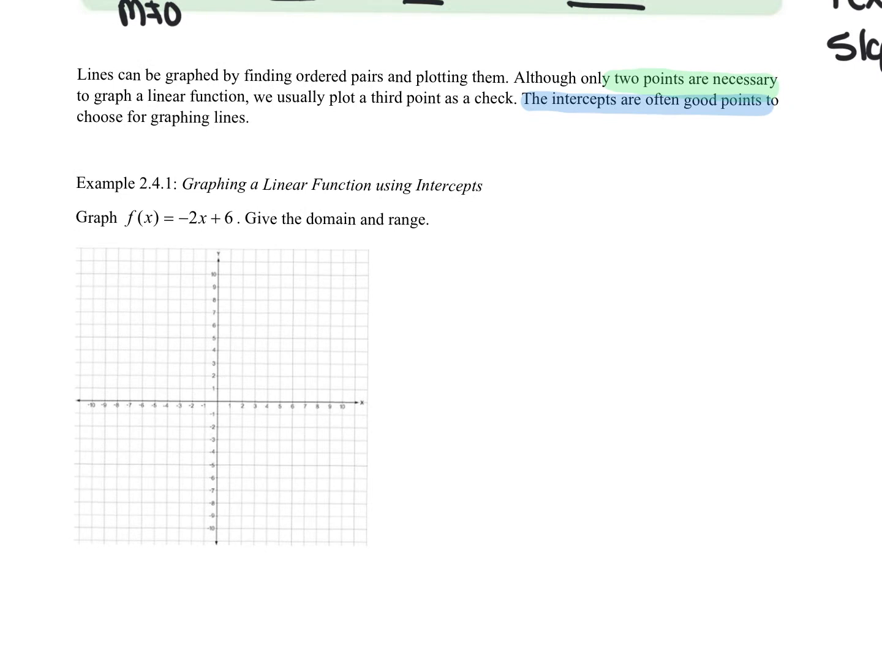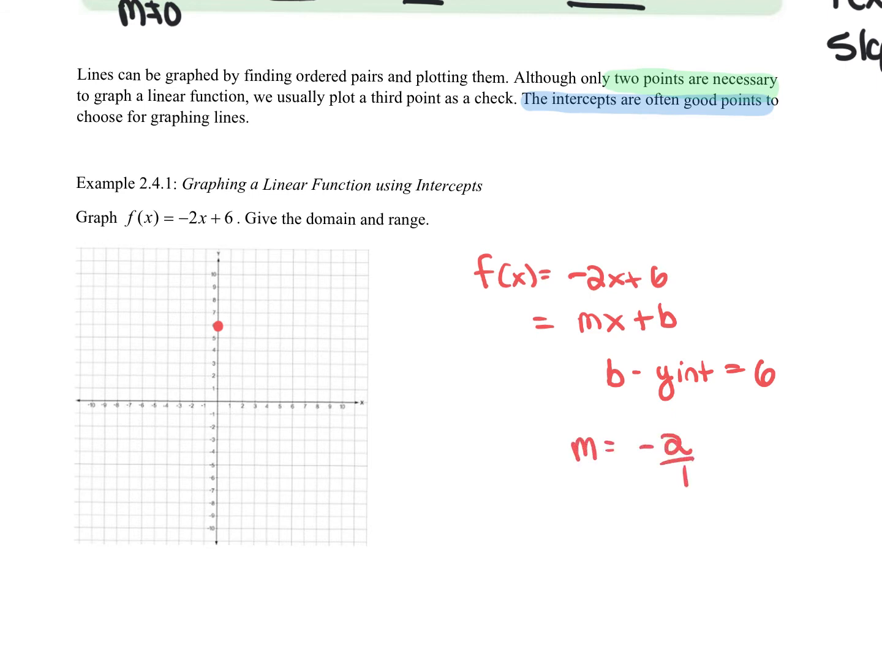So we'll start by graphing f of x equals negative 2x plus 6. This is the same thing as saying mx plus b. So my b, which stands for my y-intercept, is equal to 6. So I can go up to positive 6 and draw a dot. And then my slope, my m, equals negative 2, or negative 2 over 1. So my rise is to go down 2, so go down 1, 2. And then you run to the positive side 1. So there's your next dot. Now you have 2 dots, and you can go ahead and draw your line.